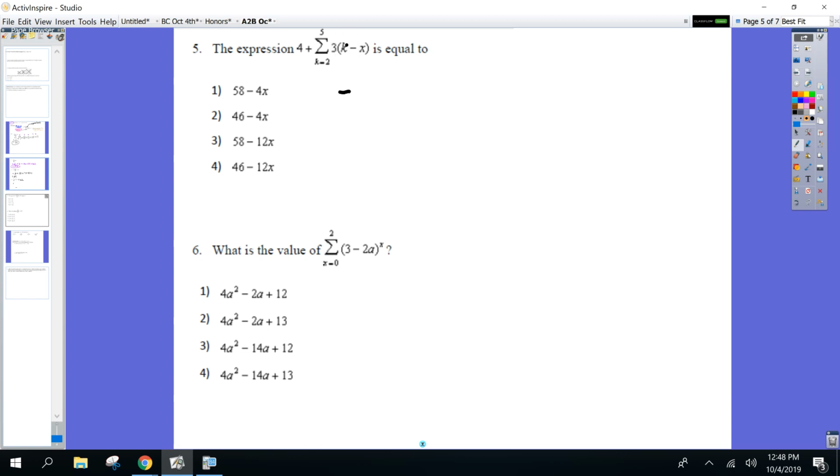Here you go. First, let's put the 4 out there so we remember to add that at the end. Okay, plug in 2 for K. What are you going to do with this 3 right here? Yeah, distribute it. What do you end up with? 6 minus 3x. Okay, that's it. You just plugged in 2. Now I need you to plug in 3. Distribute again. What do you end up with? 9 minus 3x.